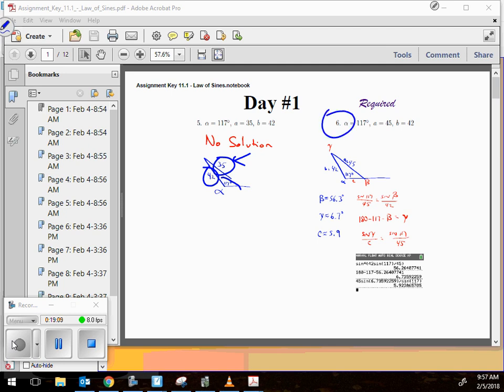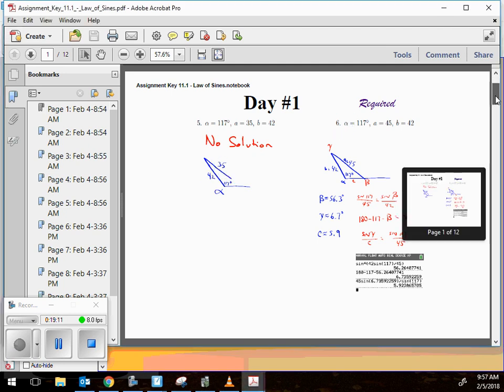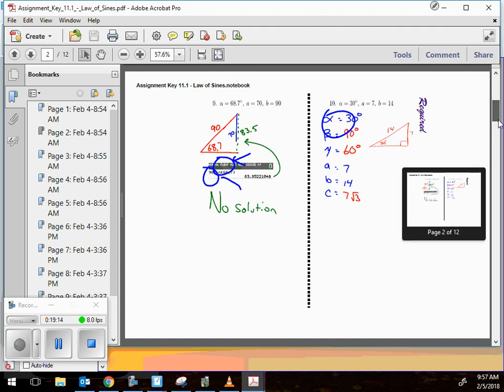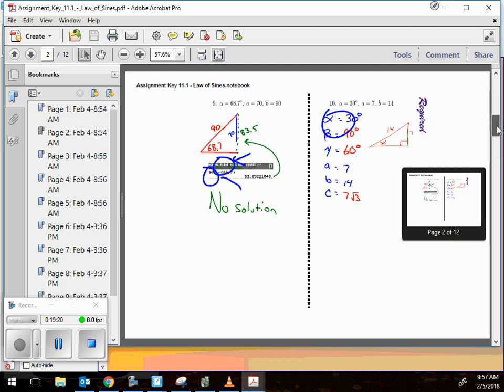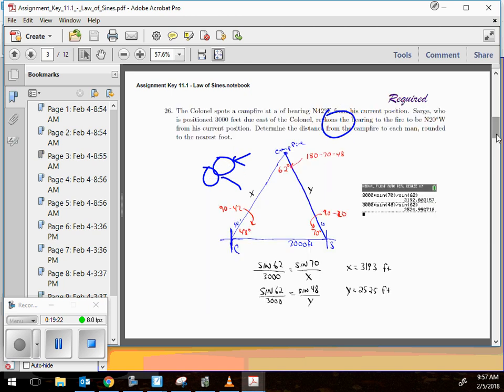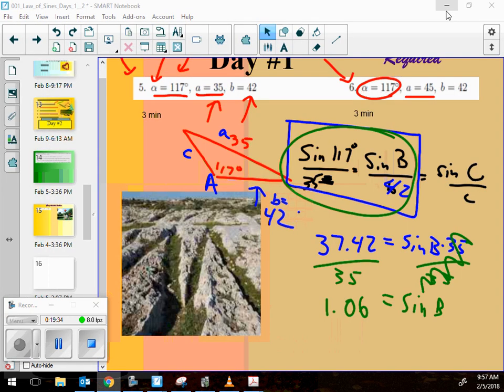All right. So I am going to assign 6, and scroll down a little bit. 9 is another ambiguous case, so we're going to go with 10. 6, 10, and 26. Those are the three I want you to do for tonight. Again, do you have to know this all by tomorrow and be an expert on it? No. When's the test? Next Wednesday. You don't have to be a boss at this yet.